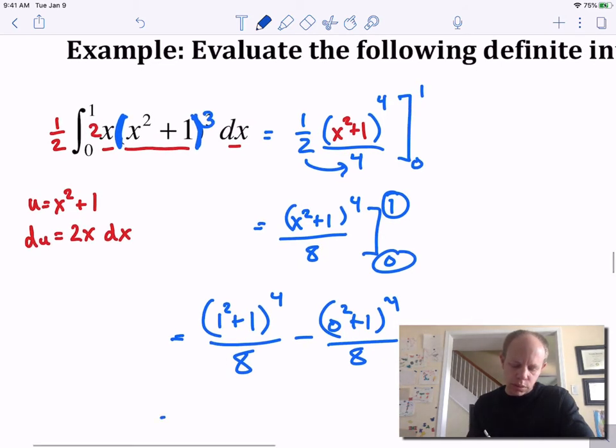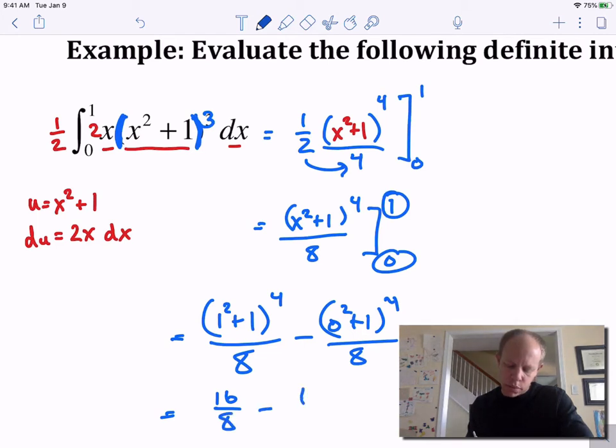We'll do just a little bit of calculating and simplifying. And so this actually becomes, let's see, 2 to the 4th, so 16 over 8. And then minus 1 to the 4th, which is 1 over 8. And so all in all, we are left with 15 over 8.